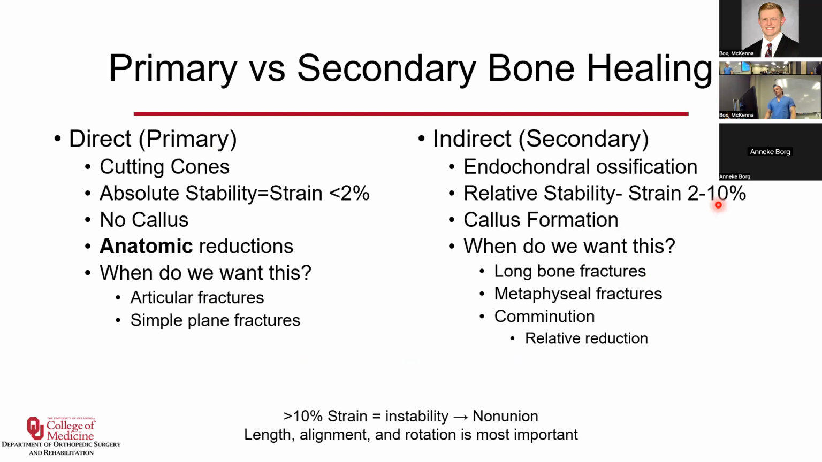This is just a summary of primary and secondary bone healing. What we talked about with the cutting cones: absolute stability, and no callus formation with direct bone healing. An important thing is that direct bone healing does require anatomic reduction. Basically, what that means is if the bone is broken, you need to restore length, alignment, and rotation. It needs to be exactly the way it was, because if you put it together not the way it was, it's going to heal wrong and have a lot of problems.